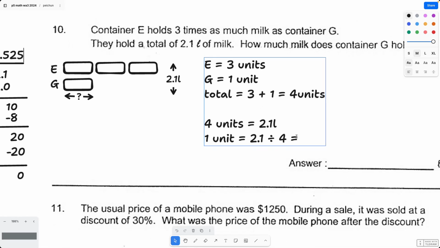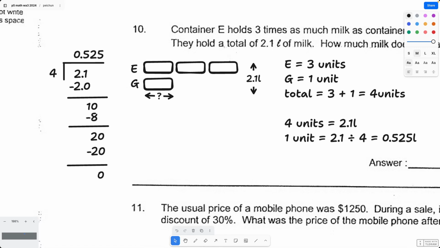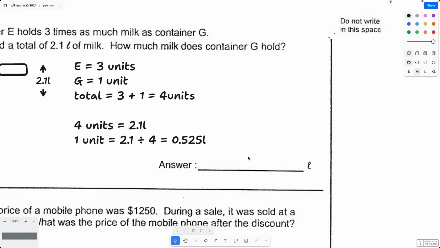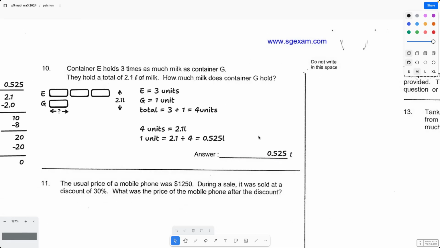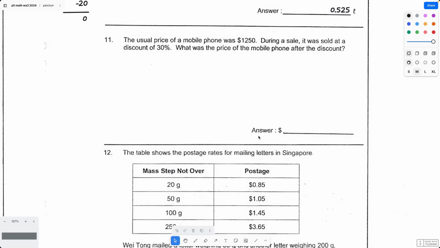Therefore, 1 unit, 2.1 divided by 4, is 0.525 liters. All right, so always double check your work, otherwise you get it wrong. So the answer is 0.525 liters. Alrighty, let's move on to the next question.